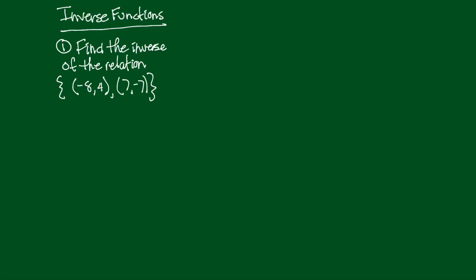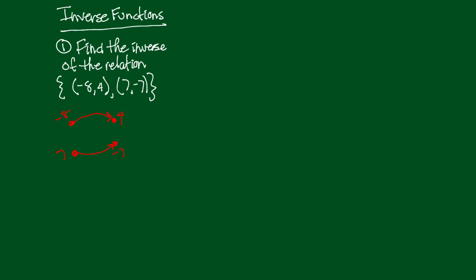Number one, let's find the inverse of this relation. Now look what this relation does. It takes negative 8, maps it over to 4. I'll draw a picture of that. So it takes negative 8, maps it over to 4, and then it takes 7 and maps that over to negative 7.